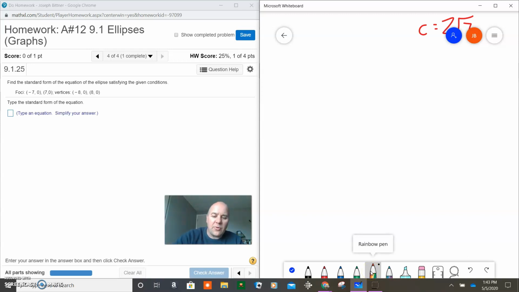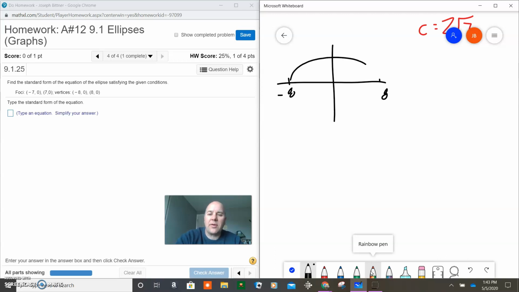They give you the foci and also the vertices. And so what's happening here, they give you the vertices, and the vertices tell you if it's going left and right or up and down. So in this case, that's the vertices. And then just inside here, the foci is at 7 and negative 7.